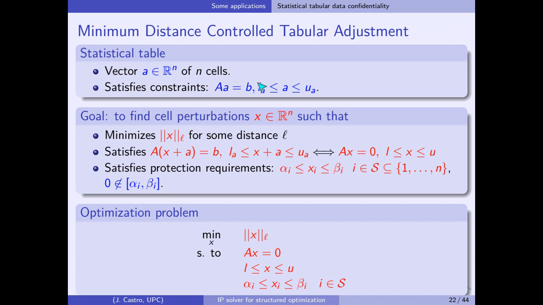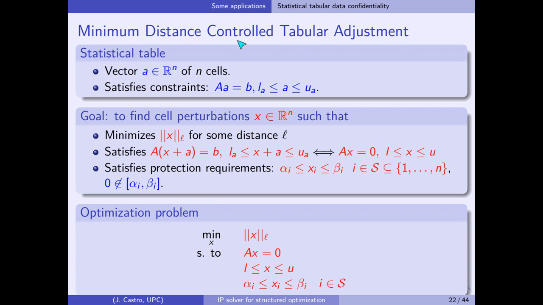But what if you create another table that gives you information about the salaries by profession and city? That means that if in some city there is only one person with one profession, automatically you know the salary of this person. That's something that has to be avoided. And one of the techniques to avoid this data privacy problem is controlled tabular adjustment.